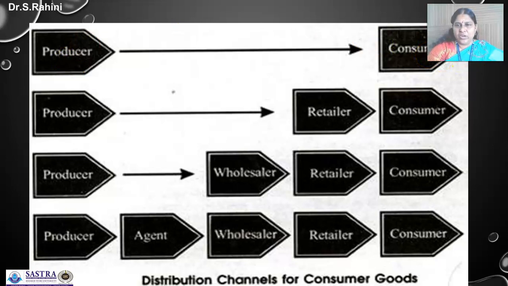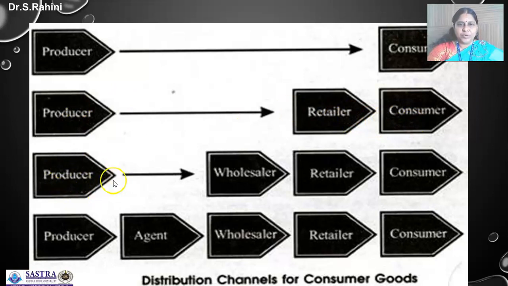So this is one model where the producer has his own vehicles and his own distribution channel, and he will be directly sending it either through the retail outlets or through e-tailing. Nowadays you can see that. And then the second model is producer, retailer, and then it will reach the consumer.